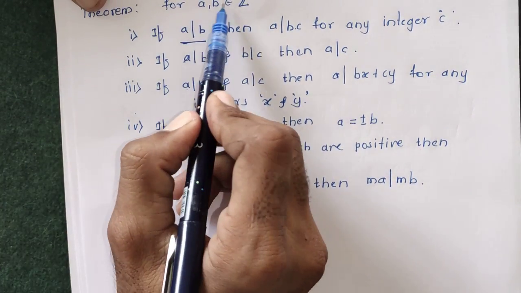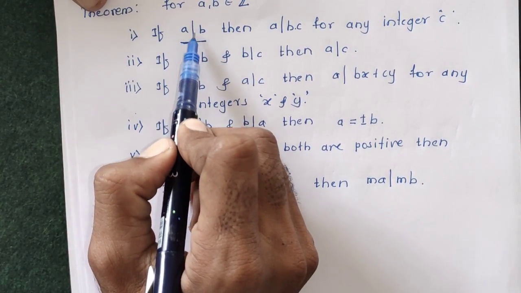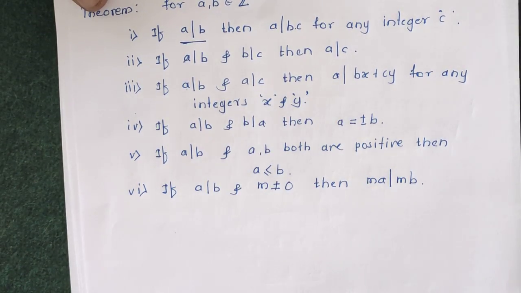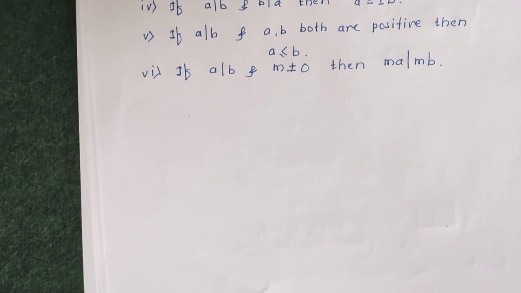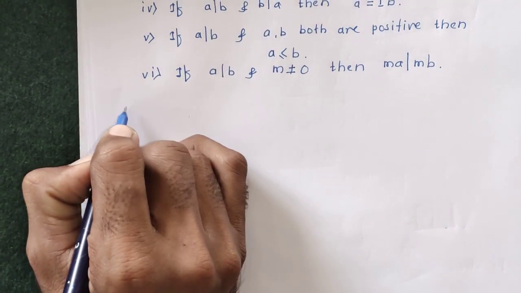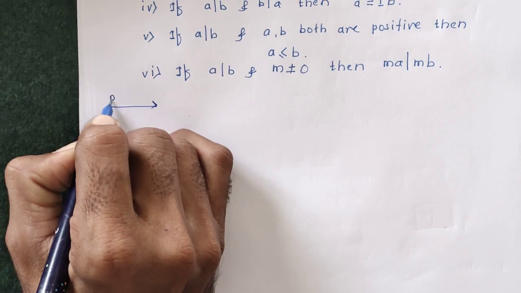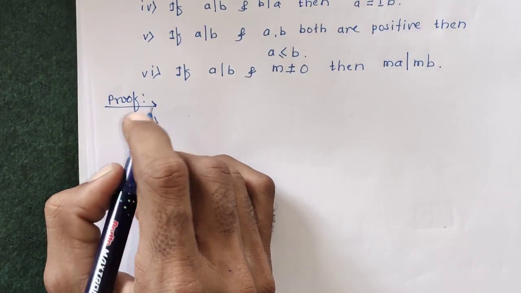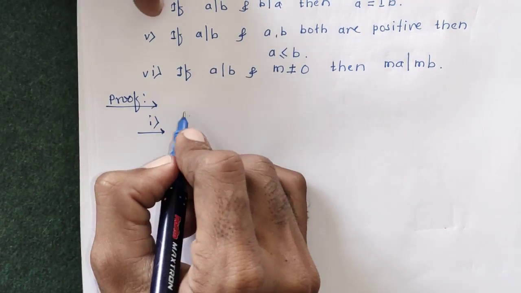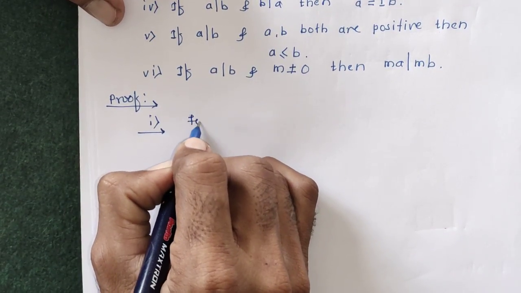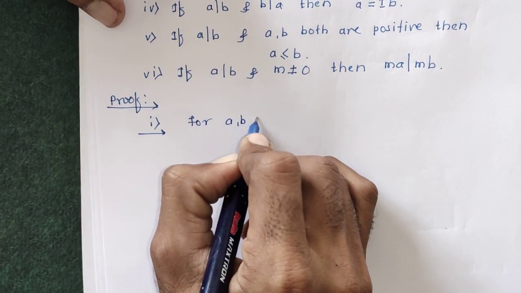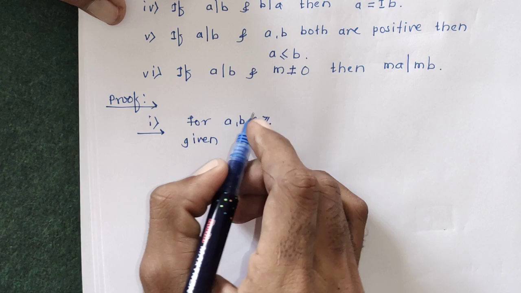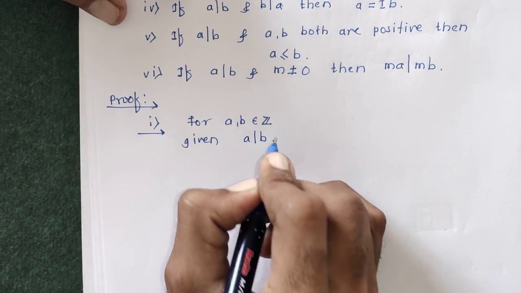We have given that A, B both are integers, and also that A divides B. From this we have to prove that A divides B into C for any integer C. Let us prove the first statement. Proof of the first statement. Given that for A, B belonging to Z, A divides B.